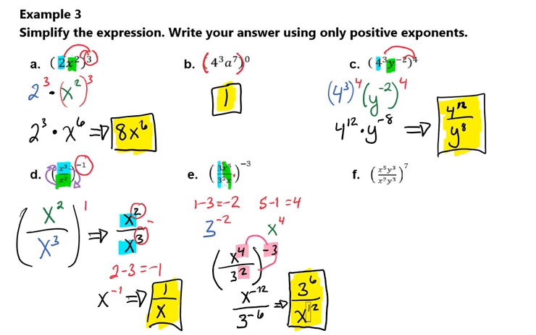So for letter F, we have x to the 5th times y to the 3rd, all divided by x squared times y to the 3rd, all raised to the 7th power. I'm going to go ahead and let you try this one on your own. So go ahead and push pause, and then when you're done, push play, and let's see if you were right.